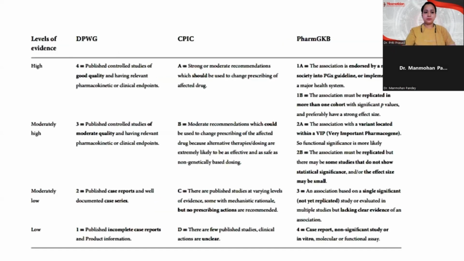Next slide, please. So I'm just giving you the details of level 1 and 2. High level of evidence, like 1A and 1B, is because it is done on a very large cohort by different people, and it preferably has a strong effect size and is replicated in different studies. So that is categorized as 1A and 1B.